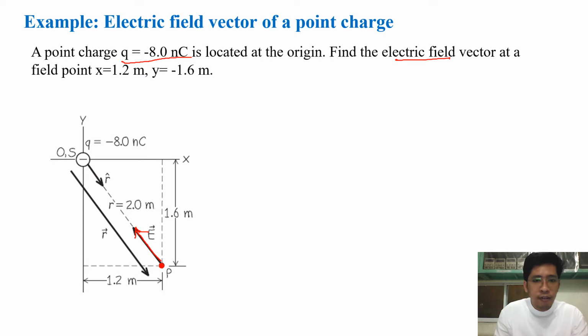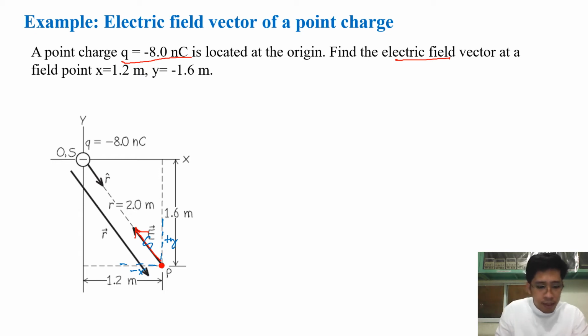As you can see here, to get the components, your electric field vector should have a positive y component and a negative x component. So our answer should be something like that. Okay, so let's solve this one.